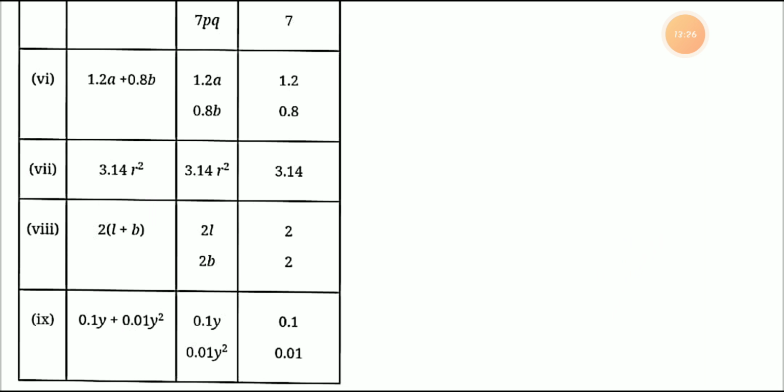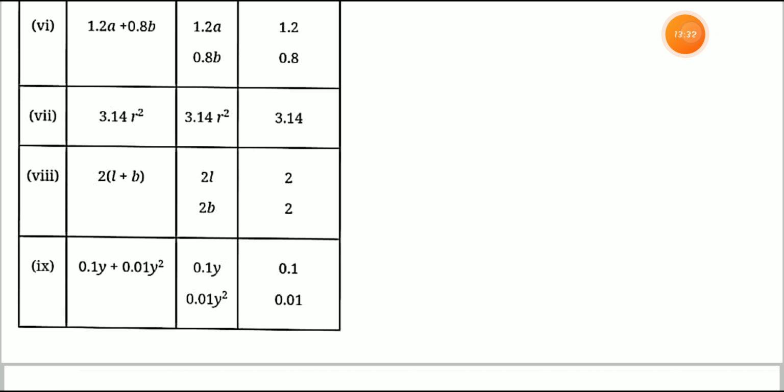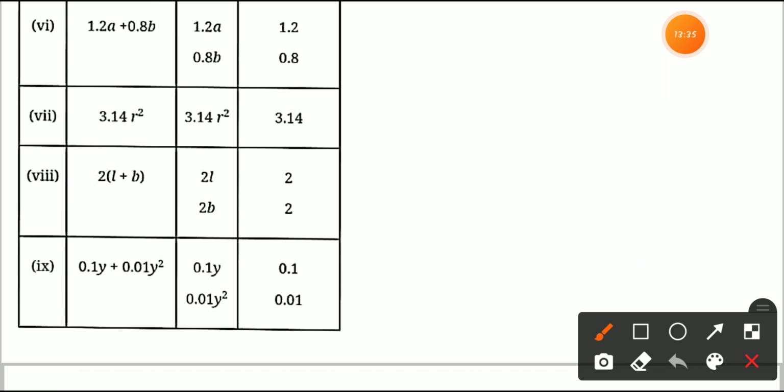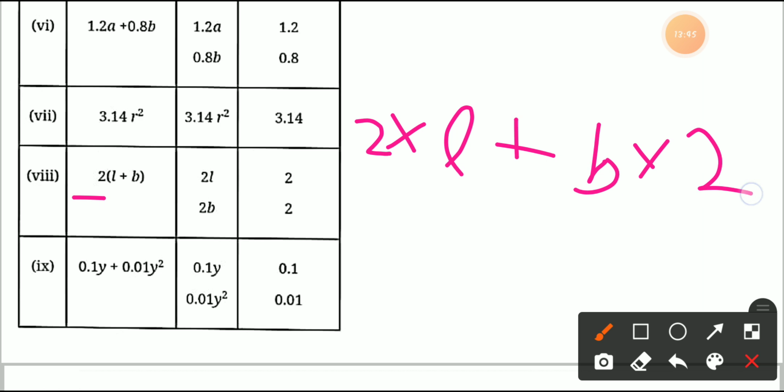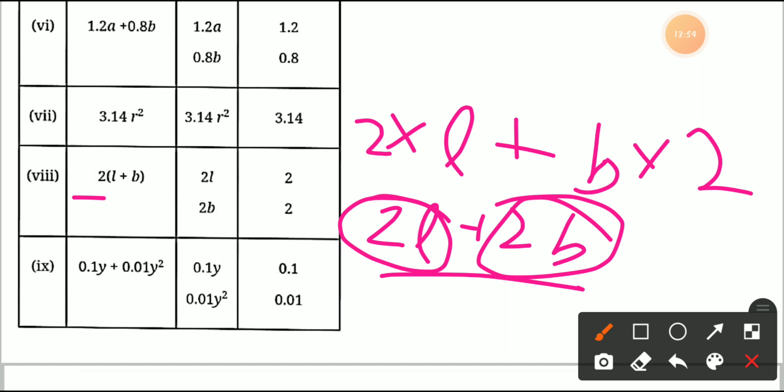In the 8th, 2l plus 2b. Both contain 2, so right here 2. Why is it so? By using the distributive property. The distributive property says that we have to multiply 2, which is the number outside, with both the numbers inside, 2 with l and 2 with b. So we will get 2l plus 2b as the expression. The first term is 2l and the second term is 2b, and both contain the numerical coefficient 2.